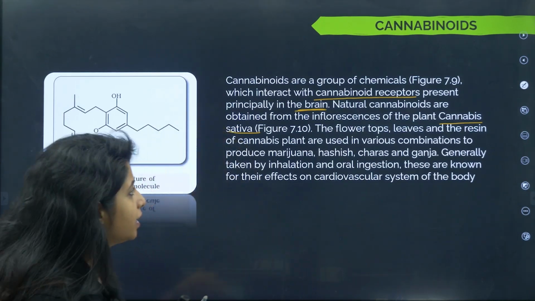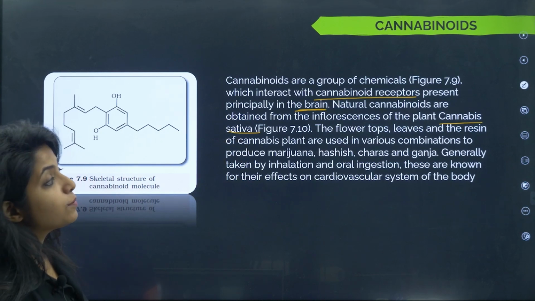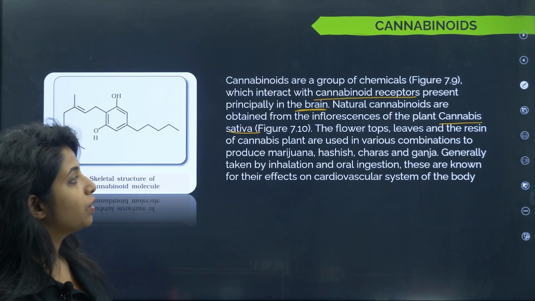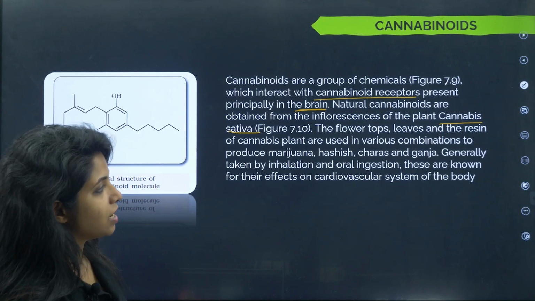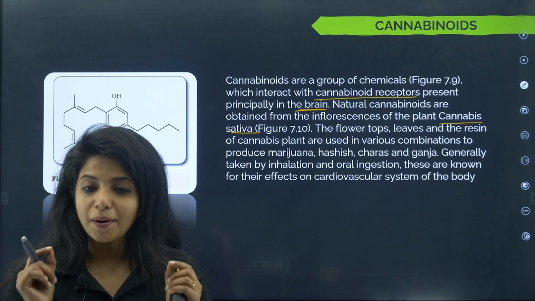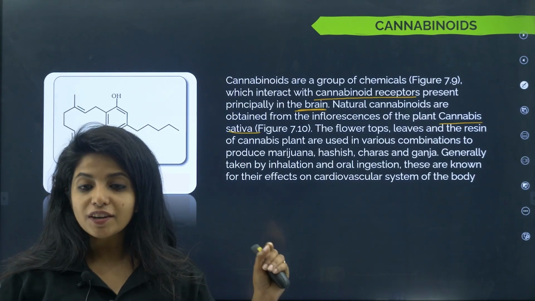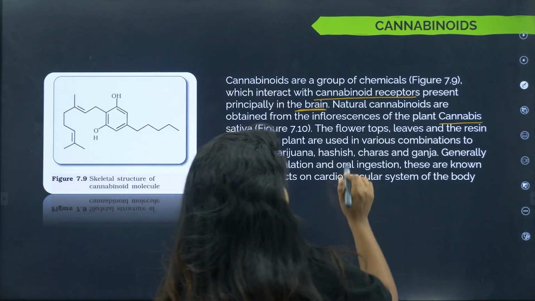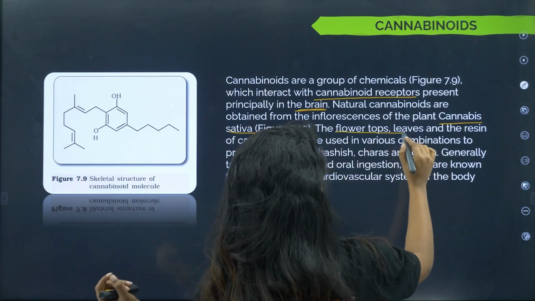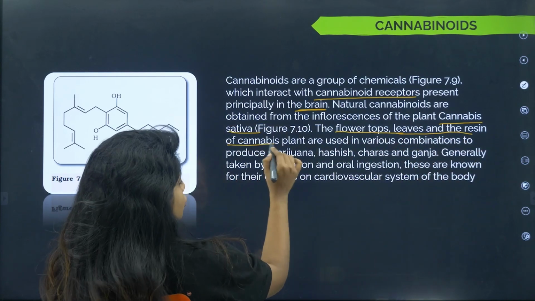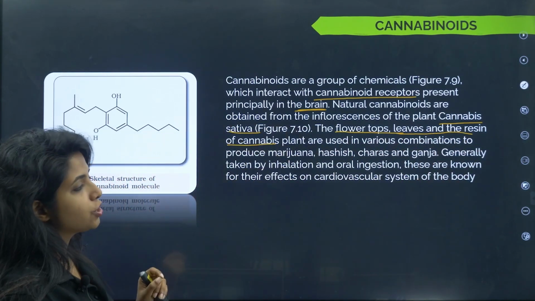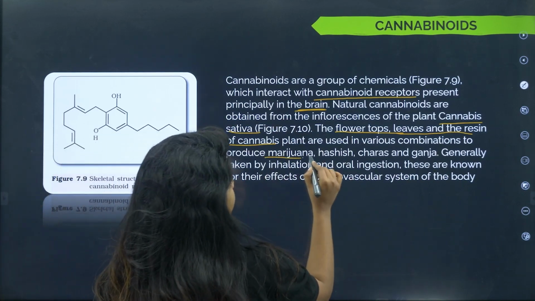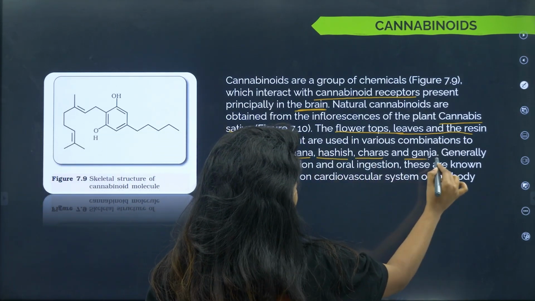I'll tell you why. Now the flower tops, leaves, resin of cannabis plants are used in various combinations to produce marijuana, hashish, charas and ganja. So basically, not even one part of the plant is left unused. Every part of this particular plant, that is Cannabis sativa, is used. Flower tops, leaves, resin which is being produced, everything is used in combination to produce these drugs that you have probably heard of: marijuana, hashish, charas and ganja.